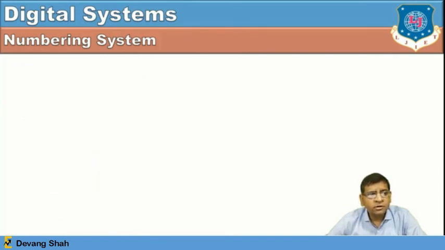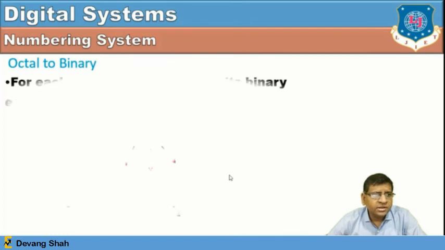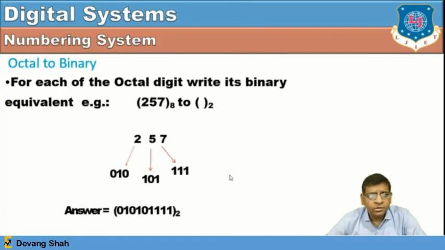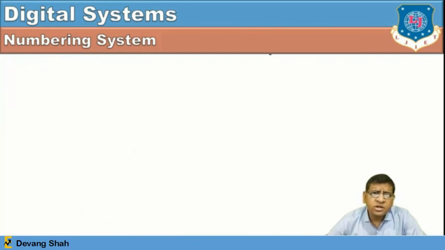Now we'll discuss more examples like octal to binary. You have to convert 257 into binary. For octal into binary you make the reverse process: each digit of the octal number is represented in 3 bits of binary. Your number is 257. 7 is represented in binary as 111, 5 as 101, and 2 as 010. So my answer is 010 101 111 in binary form, right? It's a completely reverse process. So it's very easy to convert binary into octal and vice versa, binary into hexa and vice versa.